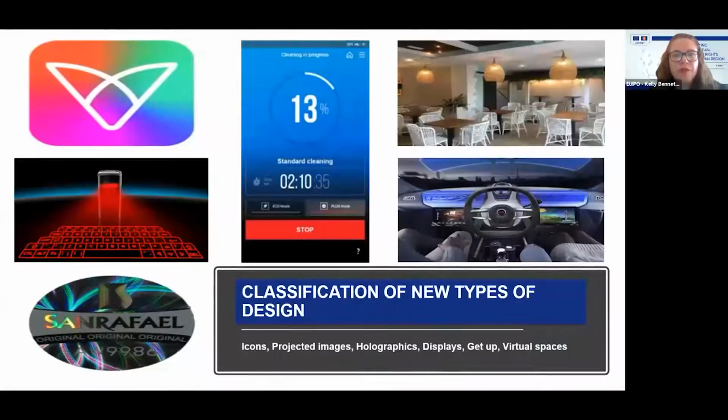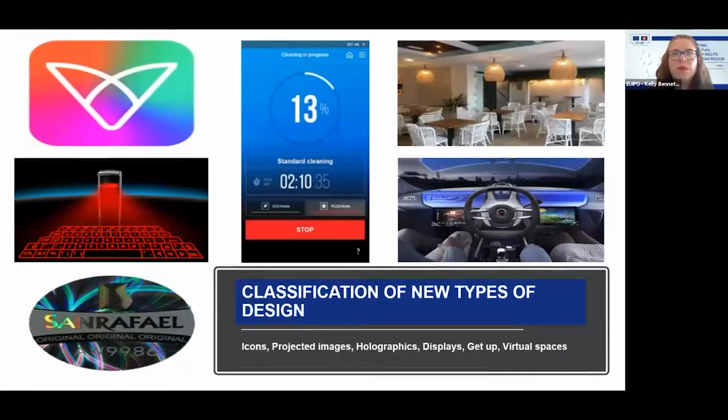I can tell you that for EUIPO, we would also accept the projected image and the device in class 14.2, devices for the projection of virtual keyboards. The next image that we can see on the screen is that of a hologram. In EUIPO, we would classify this in class 20.03, holographic signs, indicators, and devices.